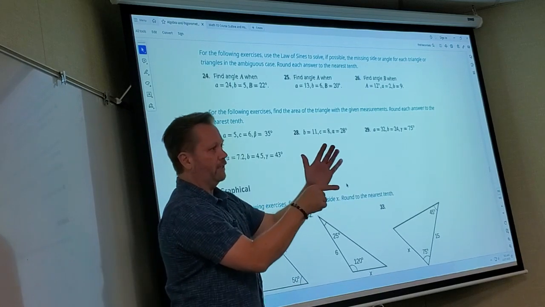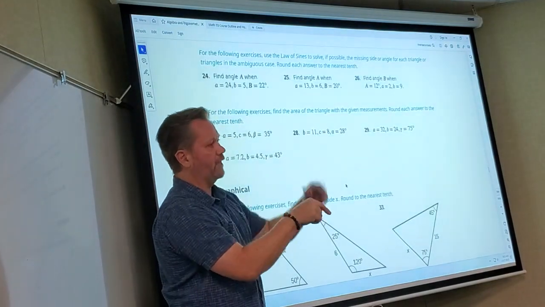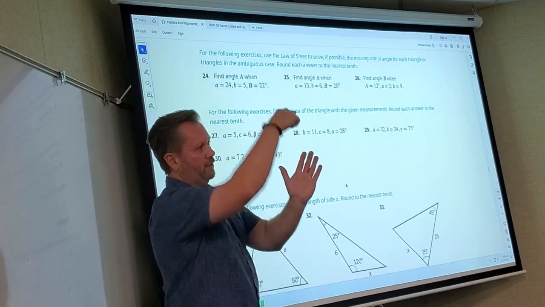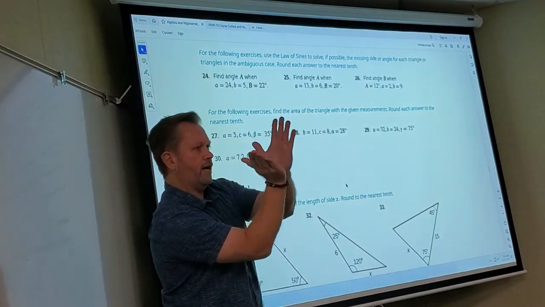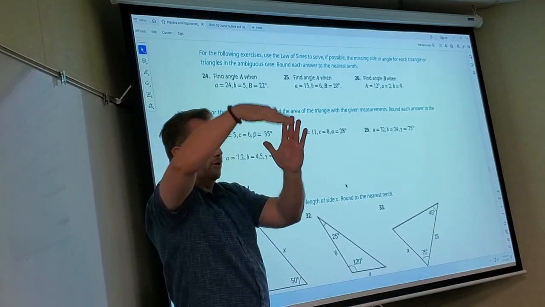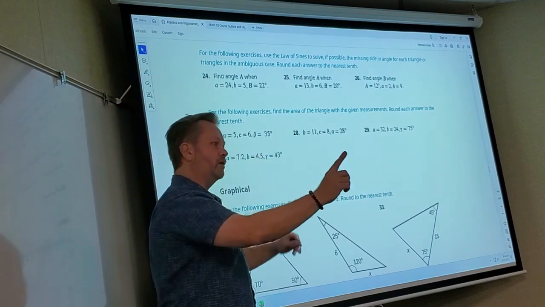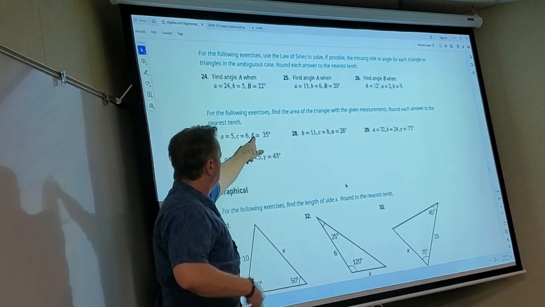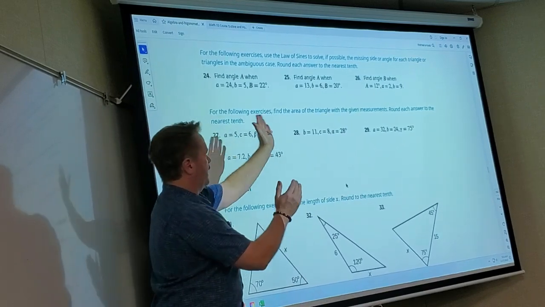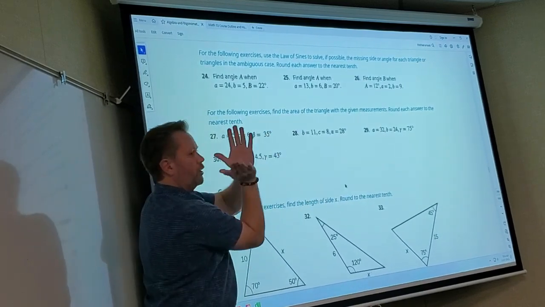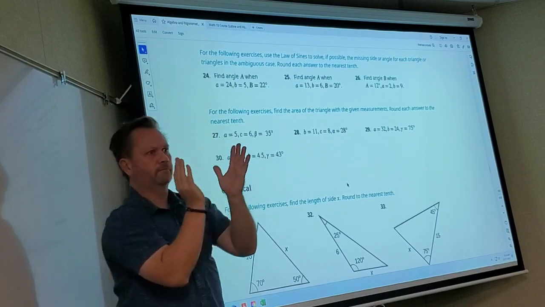If I know angle B, I need A and C. If I know angle C, I need A and B. Otherwise, I don't have the sides that make the angle. I have the side over here, which does nothing for me in terms of the formula. That's the one thing you gotta be careful about. Since that's angle beta, and I know side A and side C, not side B, I'm good. I can do it.